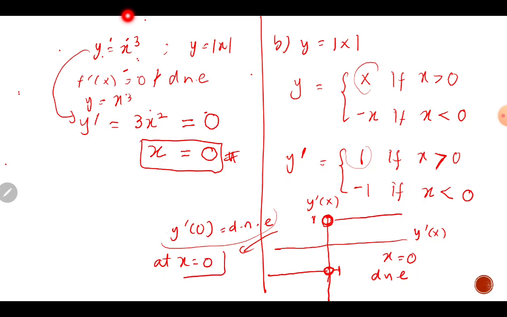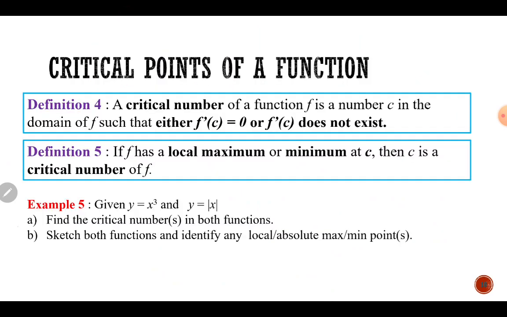So you may say that at x equals to 0 is the critical number untuk the function y equals to modulus x, and untuk y equals to x cube, x sama dengan kosong juga is our critical number. Okay, so with that we have answered A. Then B pula dia suruh you sketch both functions and identify any local or absolute maximum minimum point.